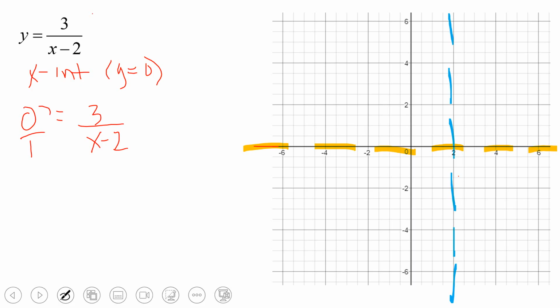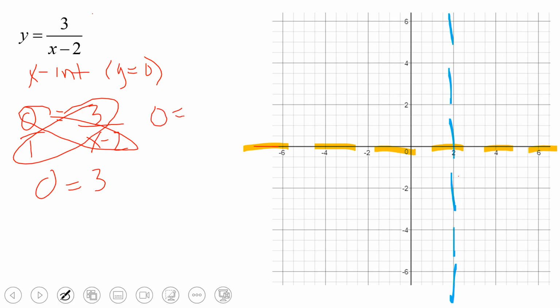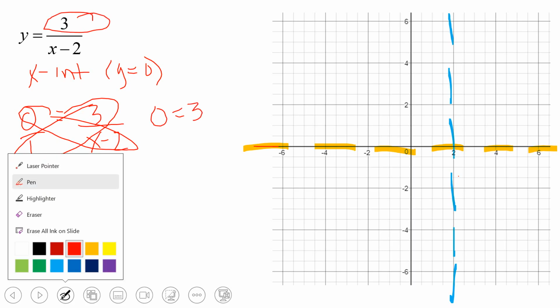Now if I was going to solve this, I'd cross multiply. Well, 0 times x minus 2, 0 times anything is 0, and 1 times 3 is 3. Well, 0 does not equal 3. That's not a true math statement. That means there are no x-intercepts for this particular example. Also, remember the shortcut I explained in class: moving forward, we can always set 0 equal to the numerator.